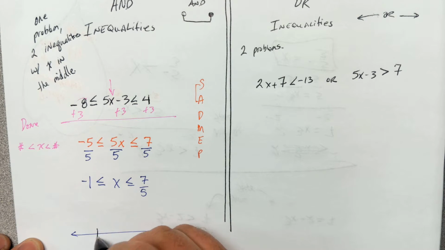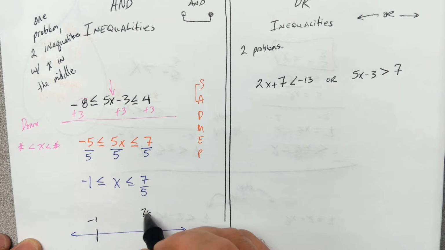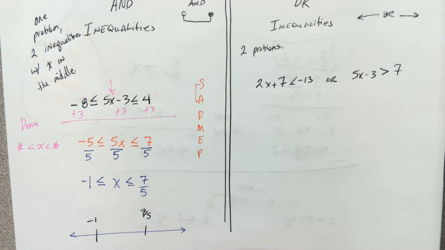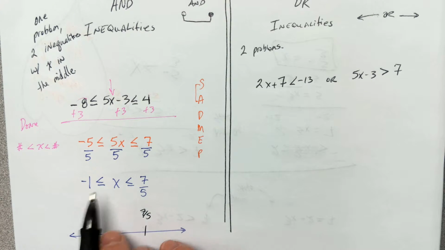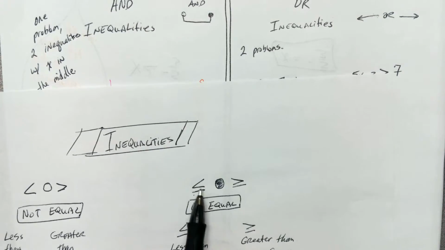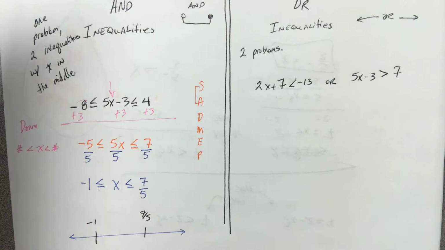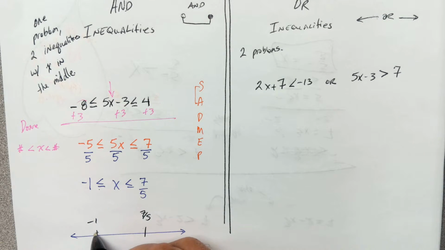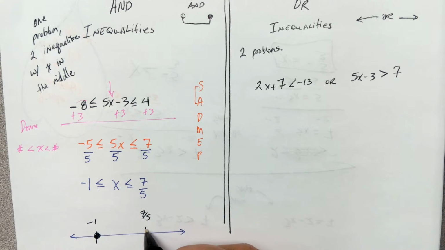All right, check it out. That's negative 1, and this is 7 over 5, which is a little past 1. 7 over 5 is 1 and 2/5, so it's almost 1.5. Now, do you see this? Solid dot, solid dot. Both. They won't always be both the same. Sometimes one can be one and the other can be the other. So just whatever it says, that's what you do.